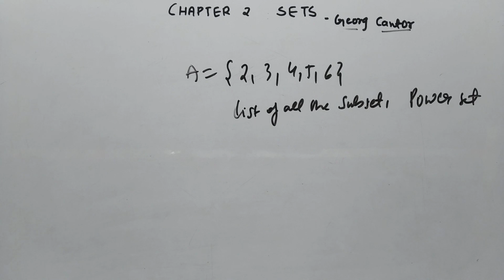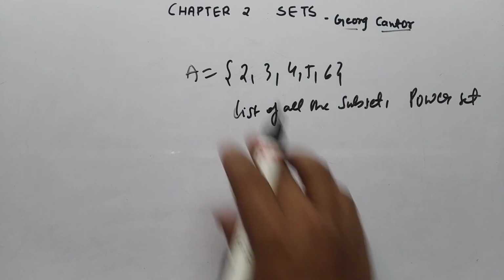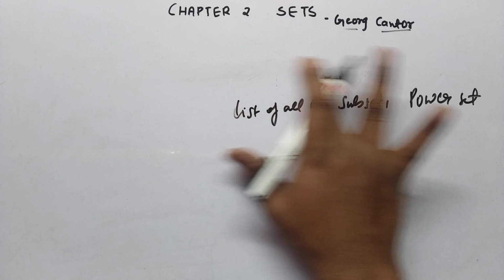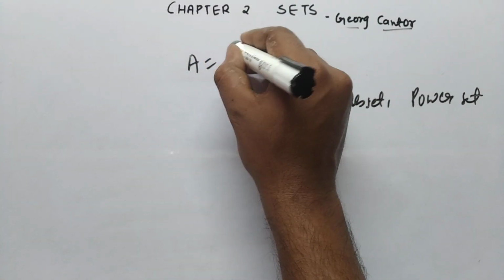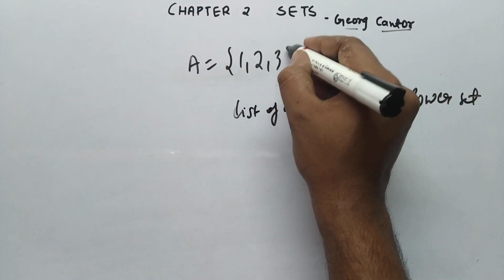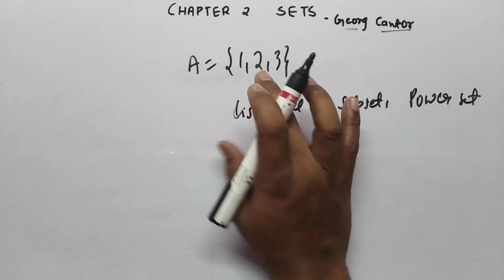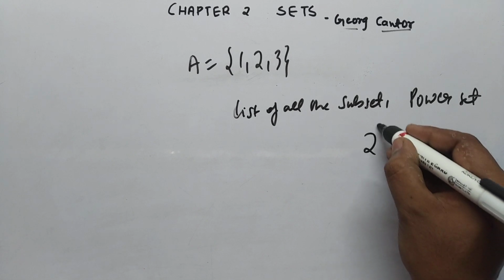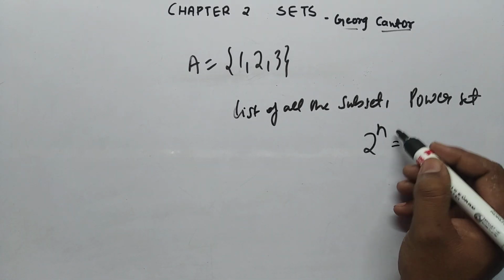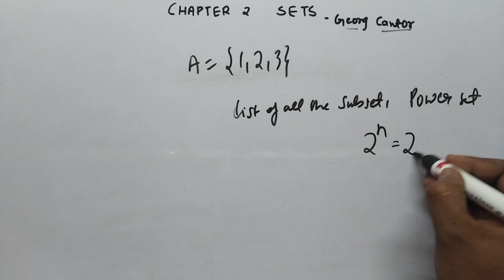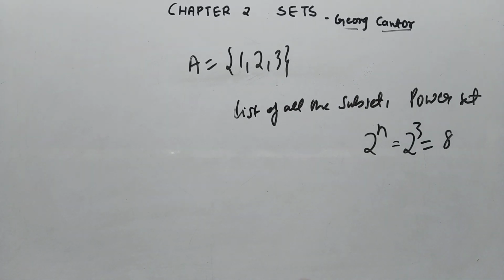If you want to find the list of all the subsets, suppose let me take another question. This set has only 3 elements: 1, 2, 3. In the question they ask to list all the subsets of the following, or write the power set of this. To find the total number of subsets, we have a formula, 2 to the power n, where n is the number of elements in the set. Here we have 3, so totally we'll have 8 subsets.